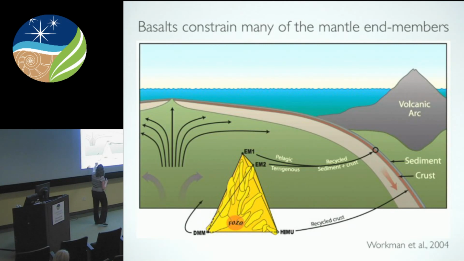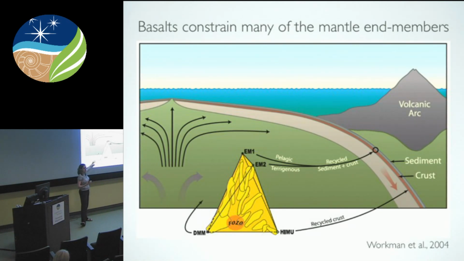And so DMM, the depleted MORB mantle, or the depleted mantle, that's the general kind of upper mantle that we expect to see at mid-ocean ridges. And then there are these other components that have been sampled at various ocean islands, EM1, EM2, high mu as well. I'm not going to worry about these components today. When we're looking at the ridge samples, we're really sampling the depleted mantle.